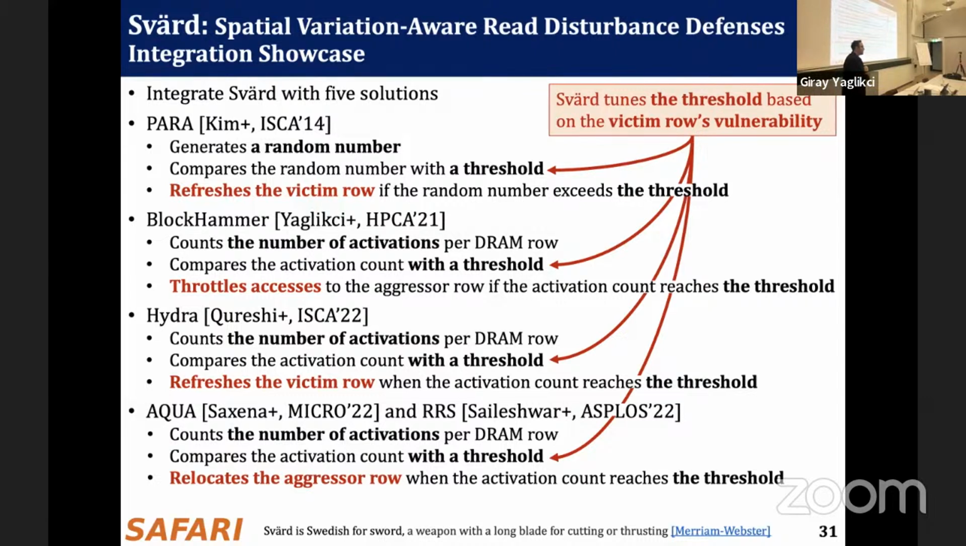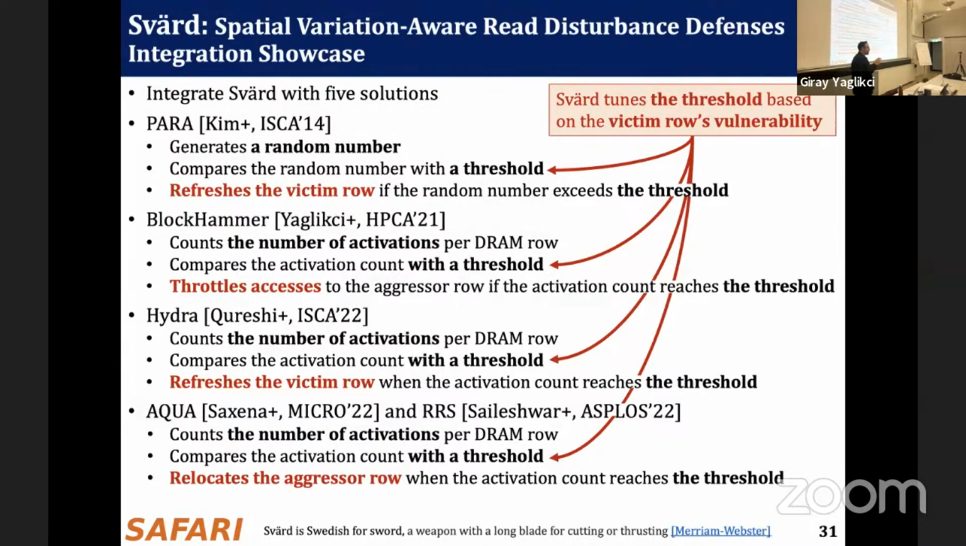So the threshold is decided by the profiling of every DRAM row. Yes. This profiling changes, let's say, with the data distribution across all the rows. So how frequently does the profiling need to be done again to stay effective?